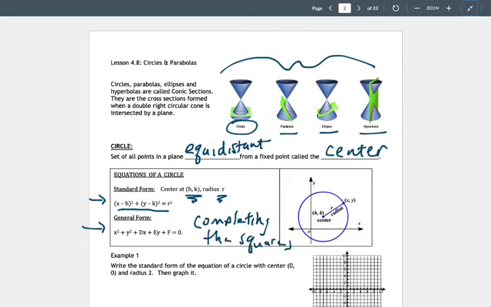And this is a picture of a circle showing you where the center is and how the radius gets to other points on the circle. All right, let's move on.